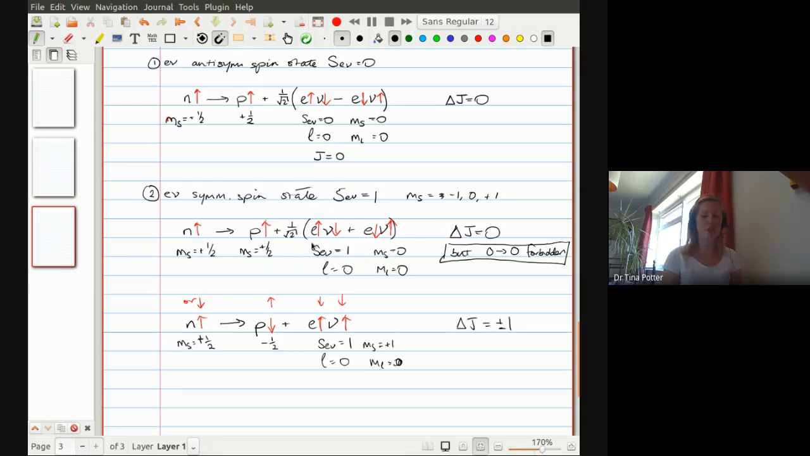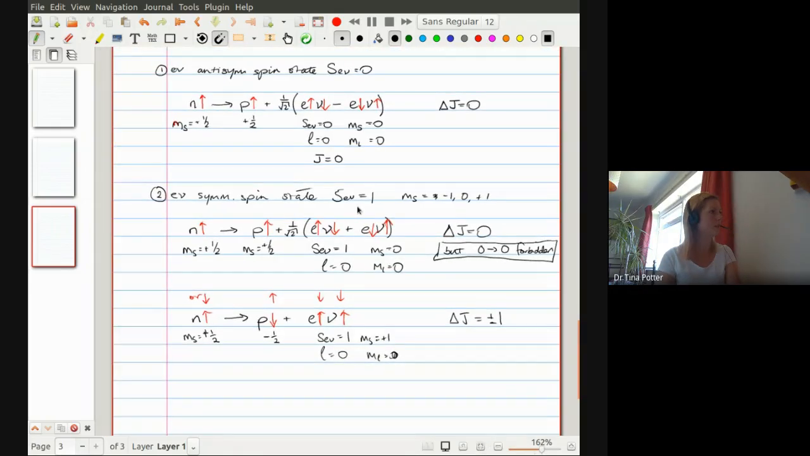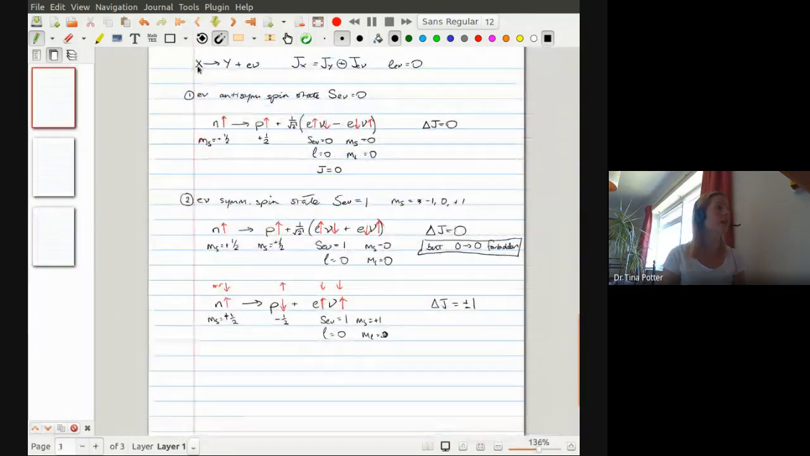So the change in the total angular momentum between x and its daughter particle y can be plus or minus 1 here. And you will also have plus or minus 1 here. So there's 3 possibilities that you can have here. I'll try and do it in blue.